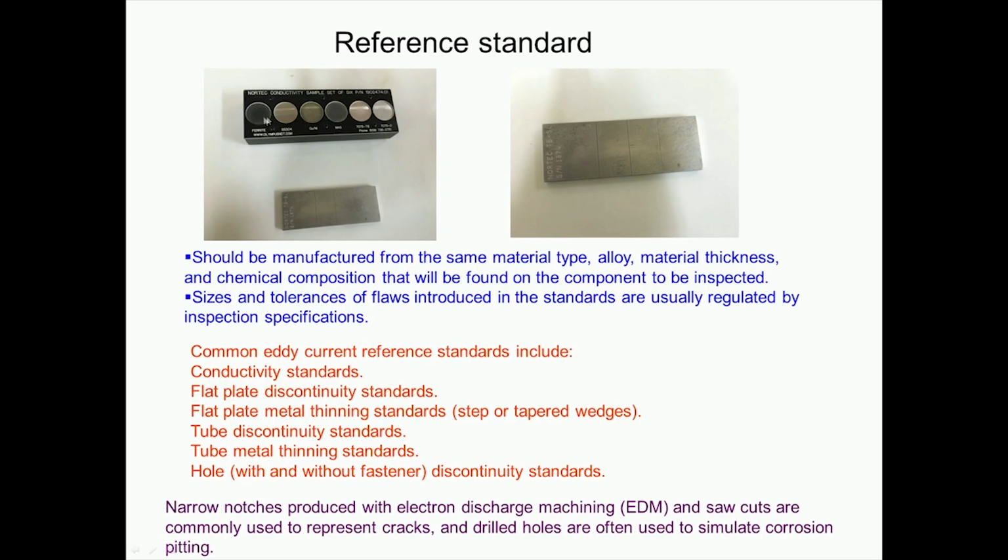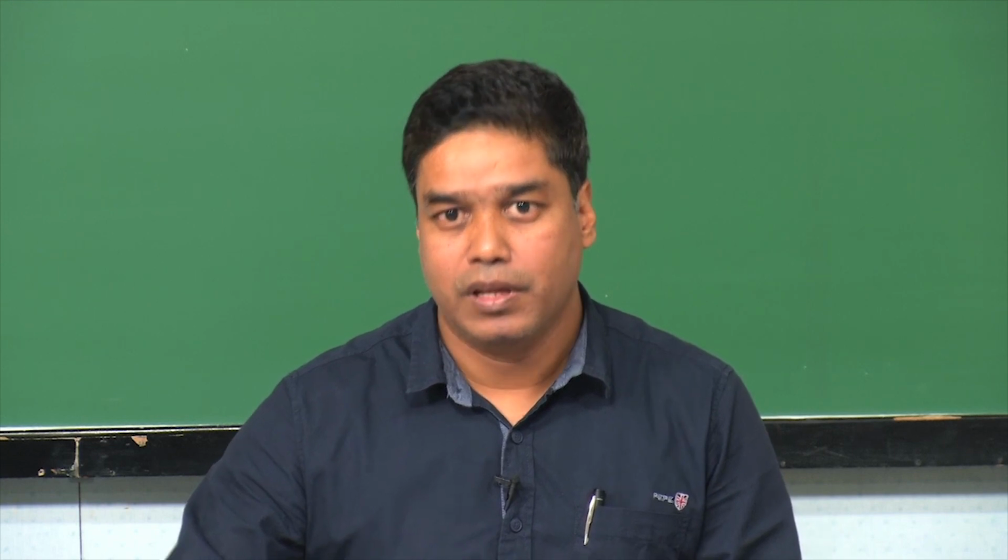Okay. There are certain other types of standards also. For example, over here this is a conductivity standard which is used for calibrating the instrument in terms of the electrical conductivity, because you would have seen that the conductivity is one of the important parameters which control the eddy current, and that is why sometimes the instrument has to be calibrated for the conductivity as well.